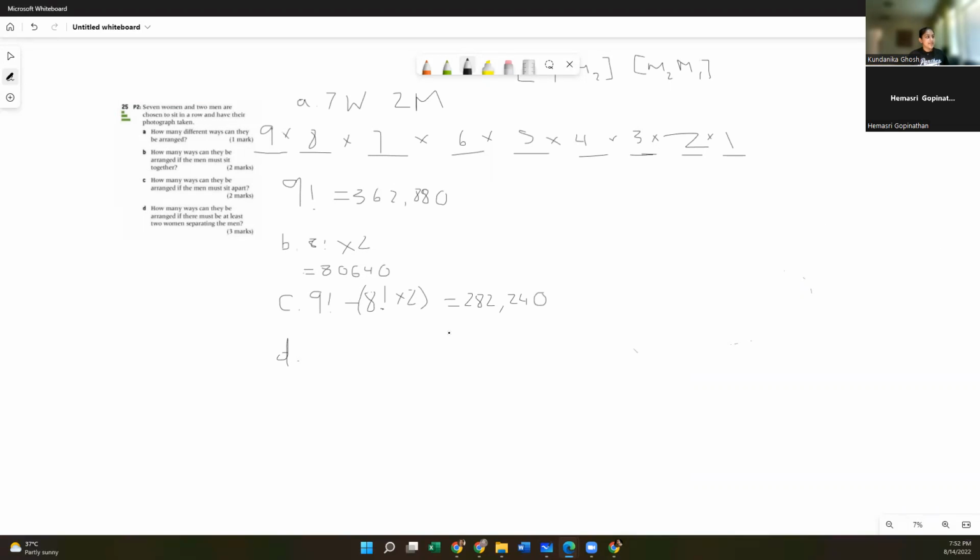Okay, so for part D, we have to take the number of ways that we can arrange them in total, which we got in part A. From that, we have to subtract the number of ways 1 woman can separate the 2 men, because that can't be the answer, right? Yeah. Can you repeat that again? I don't think I completely got it.